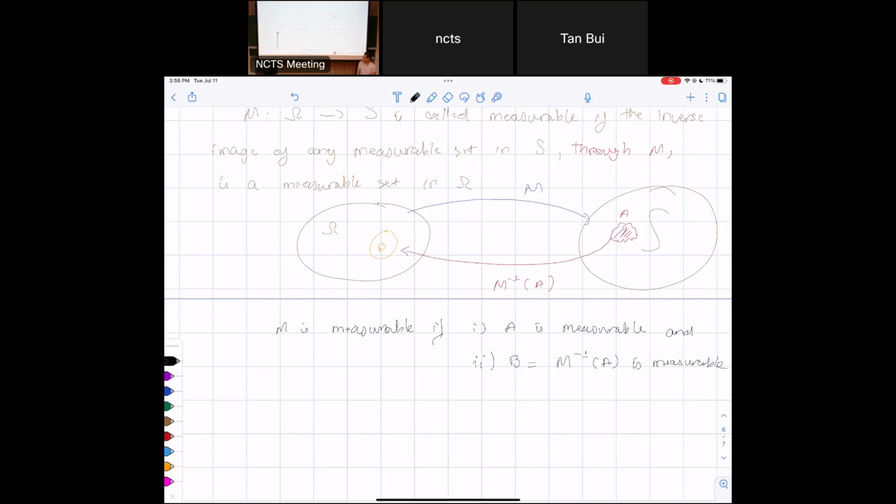Right? If these two conditions happen, then A is measurable, right? By the way, does it sound familiar to something that you learned before? Actually, very similar to something you learned before. That's correct. And this is actually a topological definition of continuous functions. A function is continuous if the inverse image of any open set is an open set.